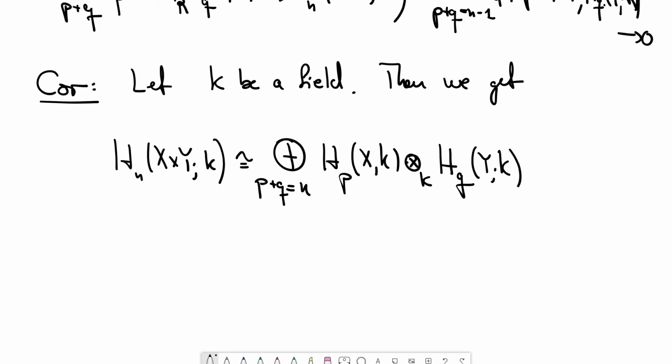And it's good to remember that Z mod 2 is a field, for the purpose of calculations with projective spaces and so forth.